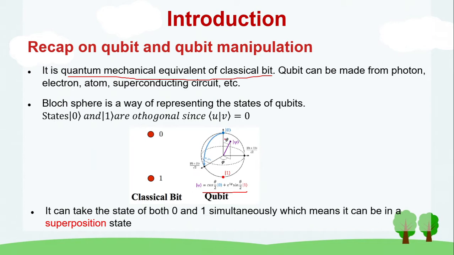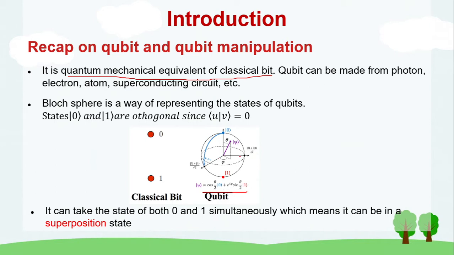And at the equator region, particularly facing this direction on the x-axis, it is written as ket 0 plus ket 1 by square root of 2. So why is this square root of 2 coming? Again, if you don't remember, you have to see my previous video. And then the state just opposite to this will be ket 0 minus ket 1 by square root of 2.